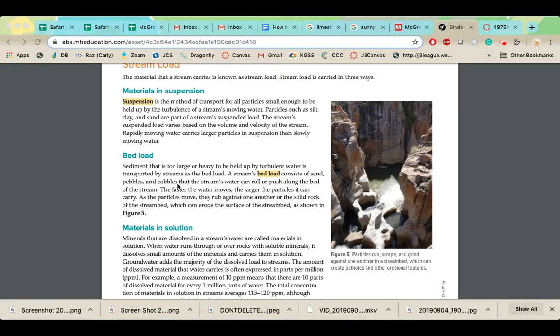The next one that you need to know is bed load. Bed load is like large rocks or debris at the bottom of a stream that's getting rolled along the bottom. It can't float. It's just moving along the bottom.